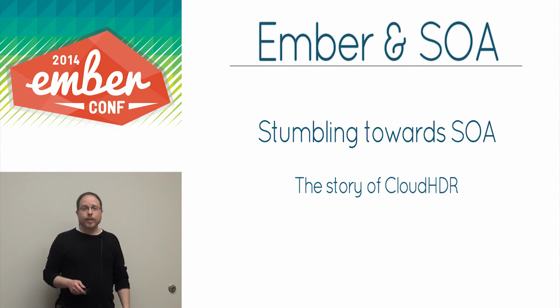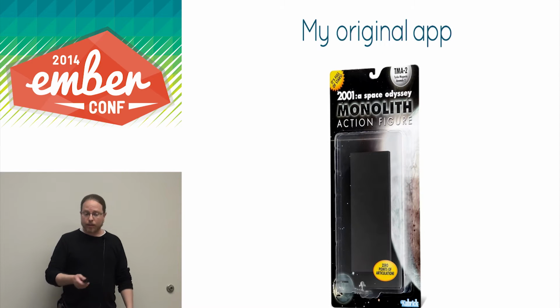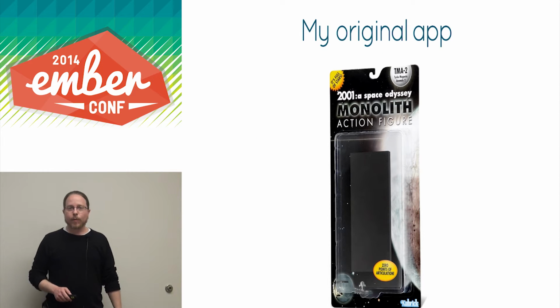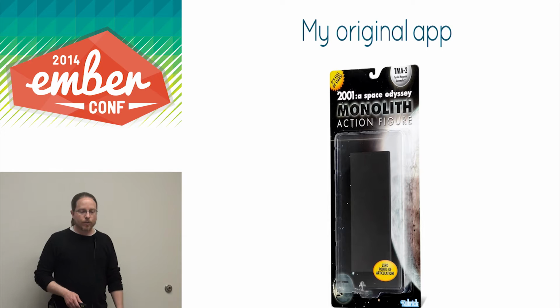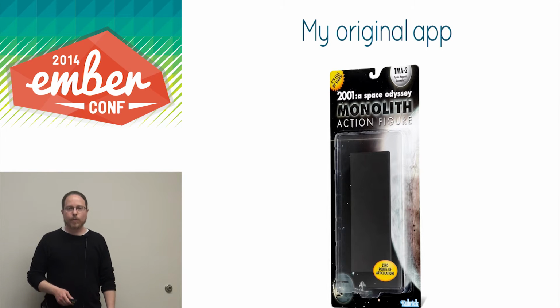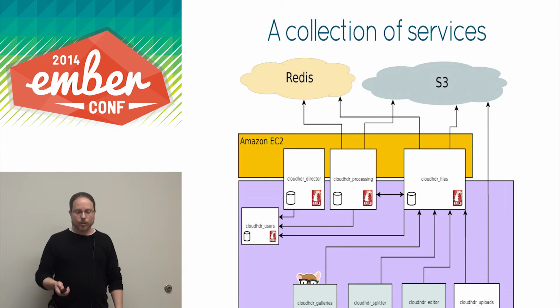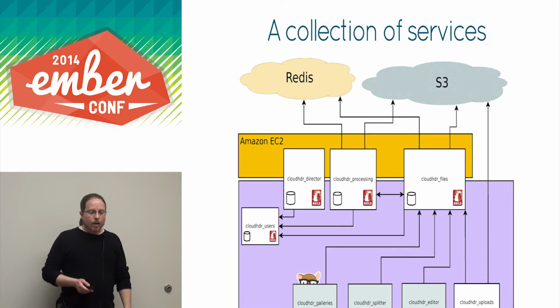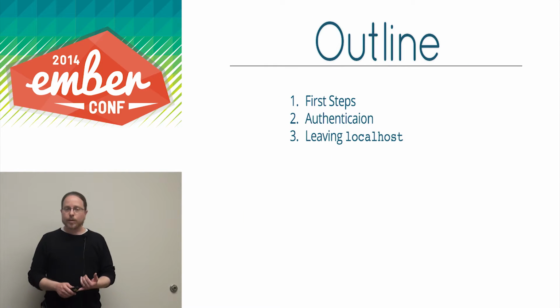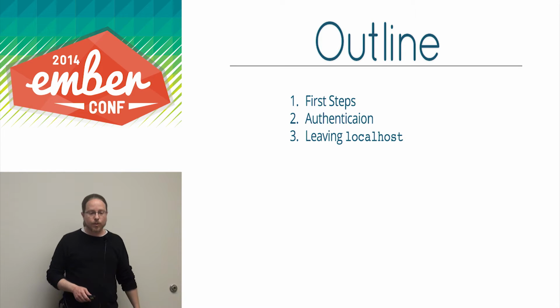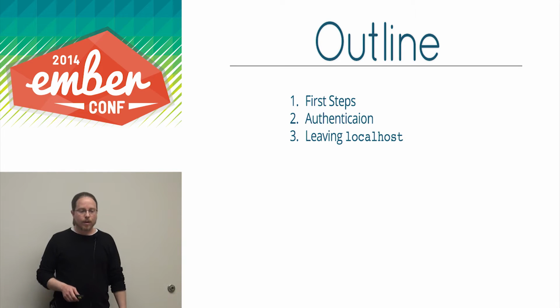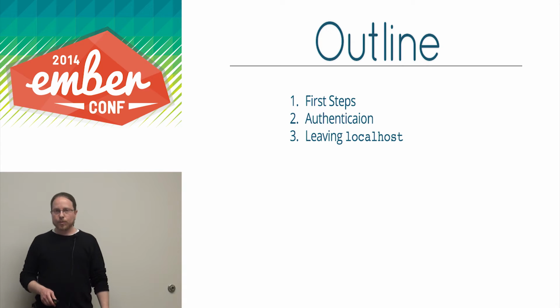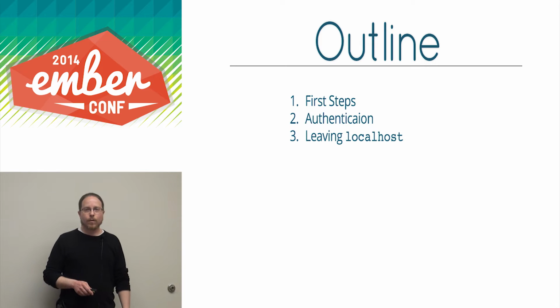It's really the story of me taking an app that looks kind of like this, a big monolithic Rails app, and turning it into a collection of apps that all work together to reach the same goal. So here's what we're going to look at today. We're going to look at the first steps you need to take to get started doing SOA with Ember apps. Then we're going to look at how authentication works in this type of environment. And then finally, we're going to look at how you deploy these things out into a live environment.